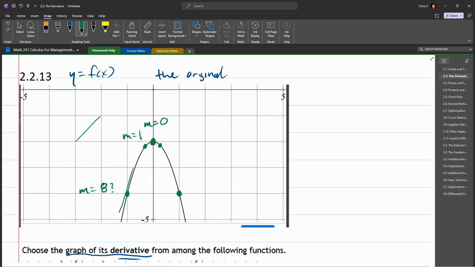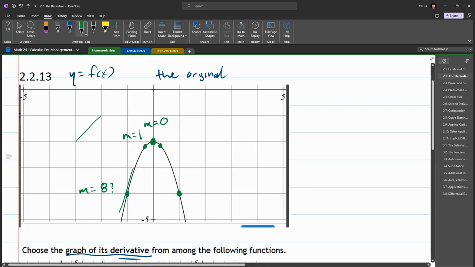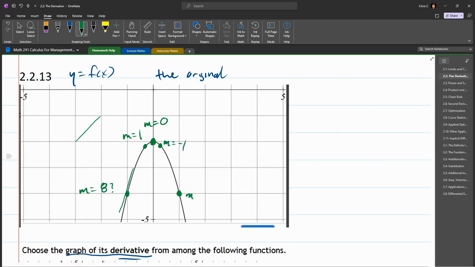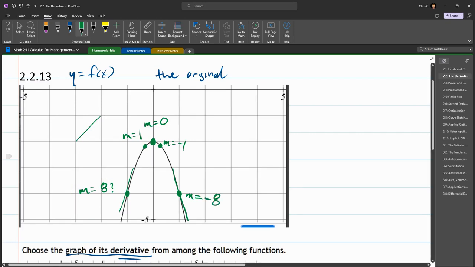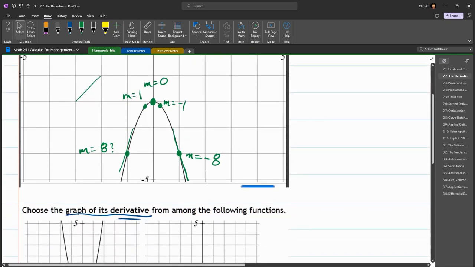Next one, this point right here, m is negative 1. And this last point, m should be the same, but a mirror image of that. So we'll go with negative 8. All right, these are all the slope values. Well, there's other slope values, but these are the more easy, obvious ones. And I'm going to scroll down.